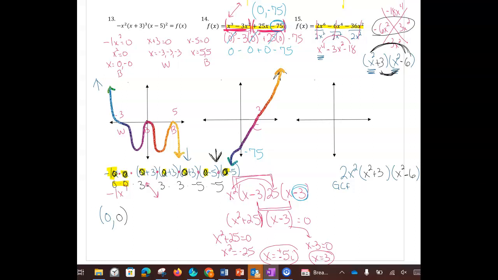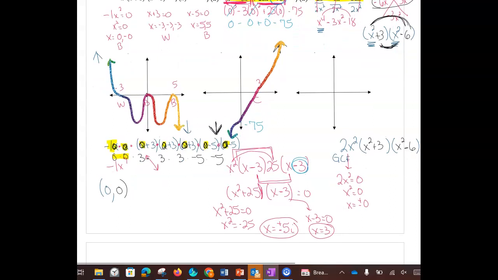So starting with my first factor, my GCF, I'm going to set it equal to 0. I'm going to divide by 2. And then I'm going to square root, which results in 2 answers. So the square root of 0 is 0 twice. 0 happening twice means I'm going to have a bounce at 0.